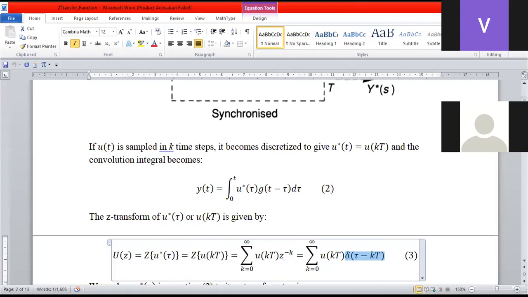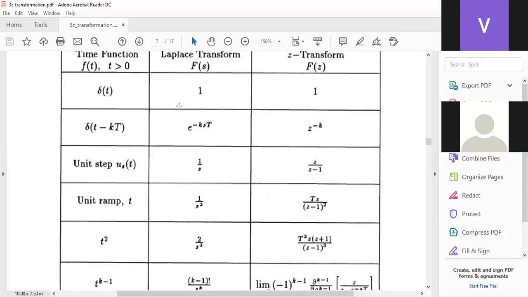I'll just go to the z transform table. I'm sharing my screen now. From the z transform table, this is the impulse function in the time domain, this is it in the Laplace domain, and this is it in the z domain. The z transform of this impulse function is given by z to the minus k. That's why I replace z to the minus k with this impulse function.